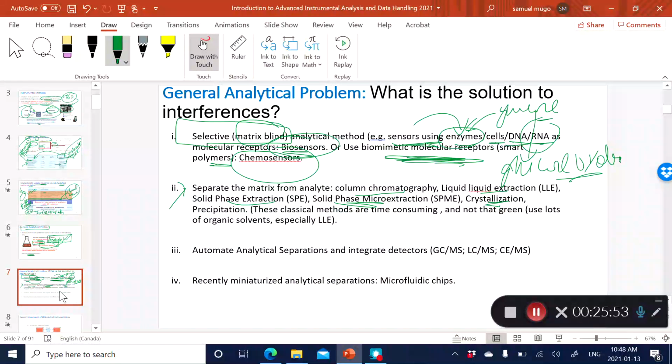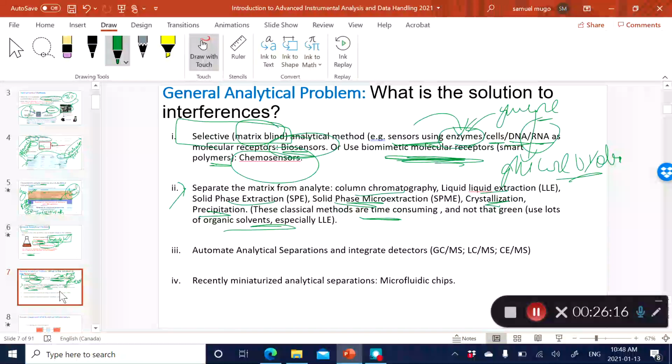You can also do things like precipitation, based on the solubility product equilibria that you guys talked about in Chem 211 and so on. Now, the problem of doing all this is the fact that these are sometimes very time consuming methods, and sometimes they're not very green, meaning you use a lot of organic solvents as well.